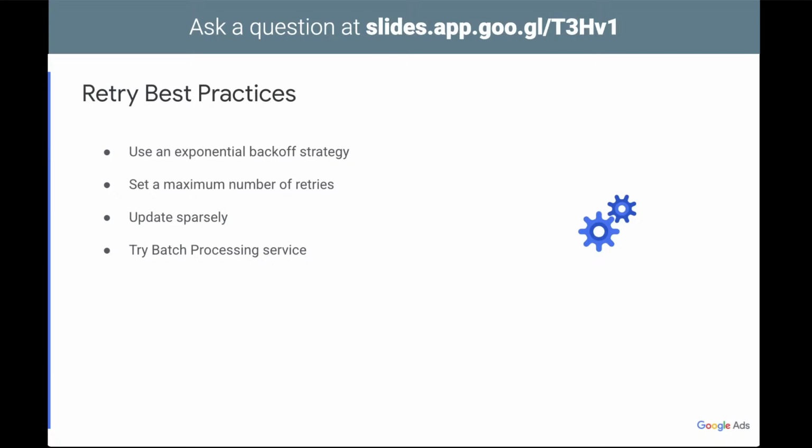Inevitably, though, you will need to retry some operations, some requests. So we want to share a few best practices for doing so. Firstly, we recommend using an exponential backoff strategy. For example, you might wait 5 seconds, then 10 seconds, then 20 seconds in between retries. This is just to ensure that you're not hitting the API repeatedly with requests that are simply not ready to be served yet.